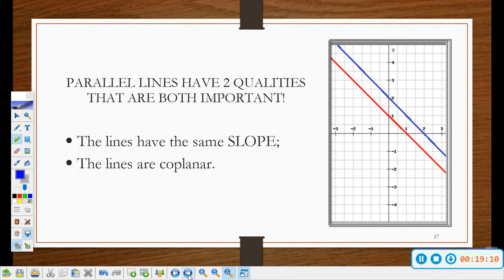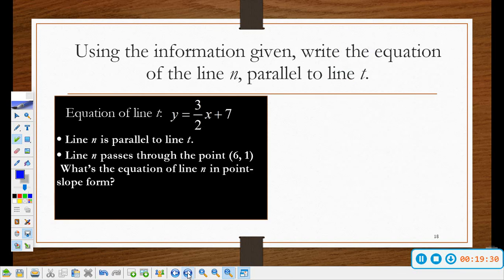It's not enough to say parallel lines don't intersect, okay? Because skew lines also don't intersect. So you need to state that they are coplanar and that they have the same slope. That's something that goes in your guided notes. The two equations that we've been studying are in your notes: slope-intercept form and point-slope form.